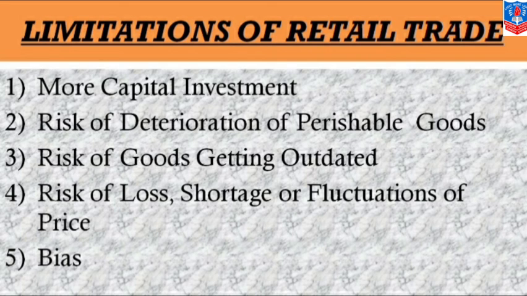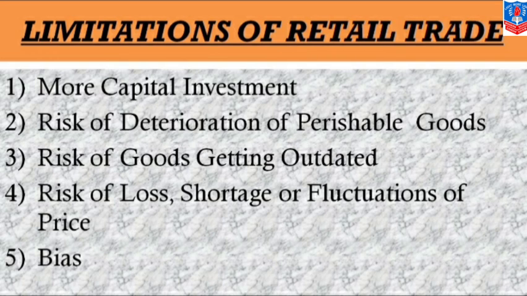First, more capital investment. The retailer keeps with him products of many producers so as to provide the customer with a wide choice. As a result, he has to make more capital investment. Second, risk of deterioration of perishable products. Certain times perishable products like vegetables, fruits, milk products, etc. remain unsold at the retailer's shop. There are chances that these products may get spoiled. The resultant loss has to be borne by the retailer.